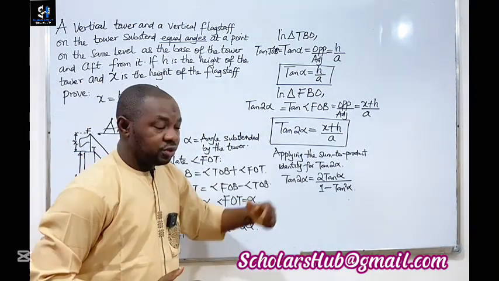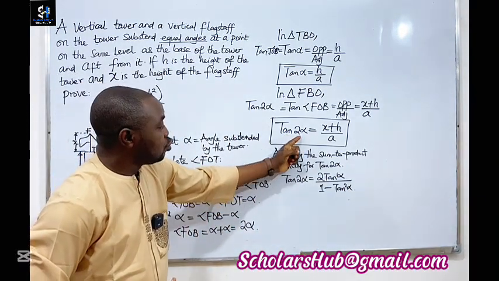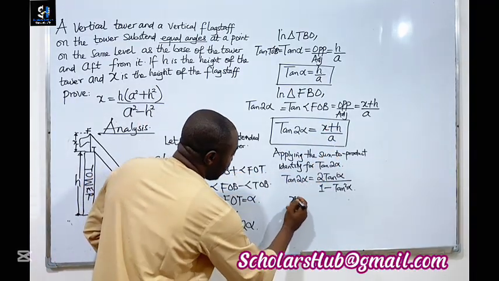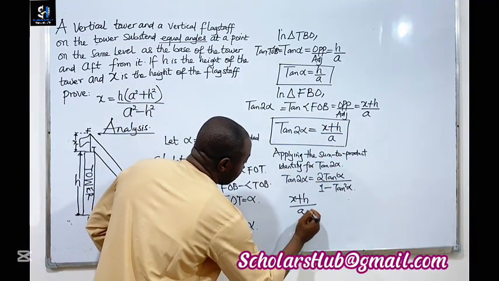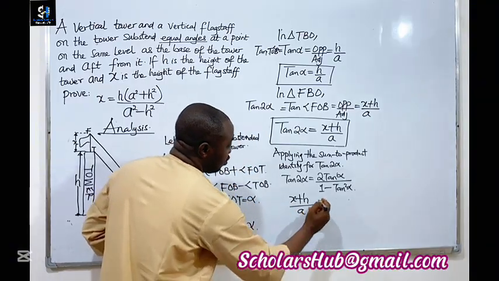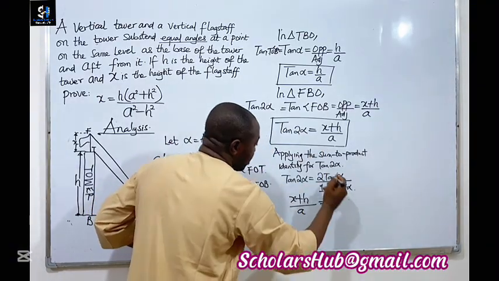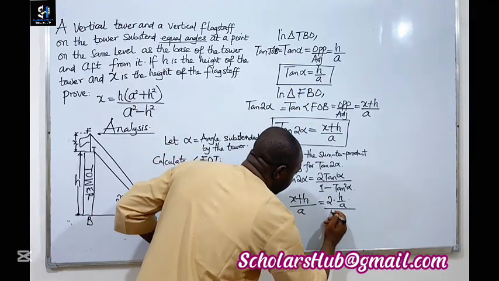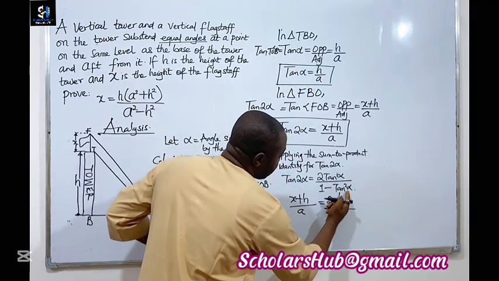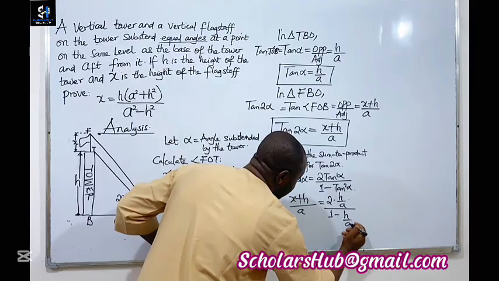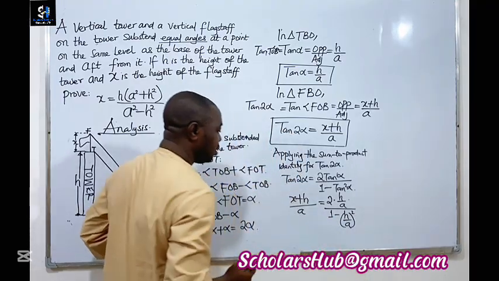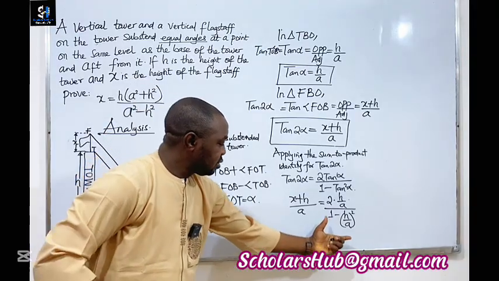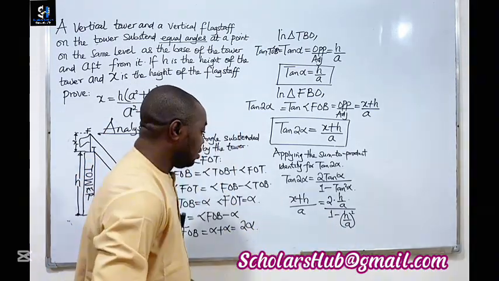We need to do some substitution now. So for tan 2 alpha, we have x plus h divided by a, equal to 2 multiplied by h over a, which is tan alpha, divided by 1 minus tan alpha squared, that will be h over a squared. So this is the left hand side, and this is the right hand side. Let's try to simplify the right hand side.